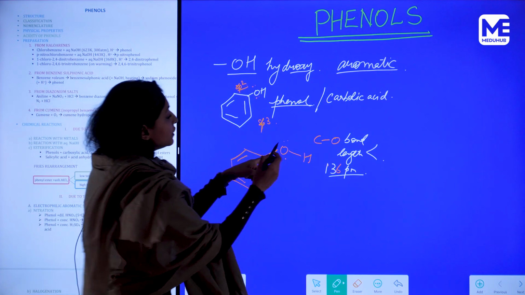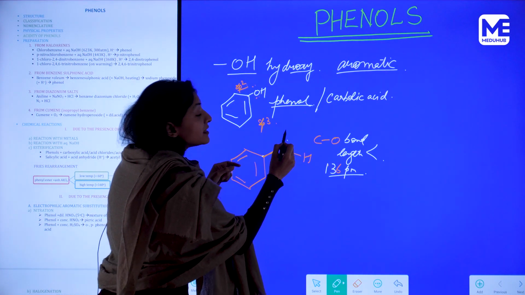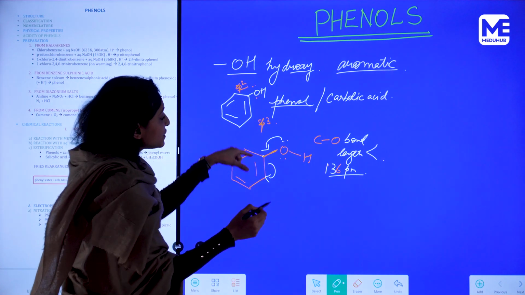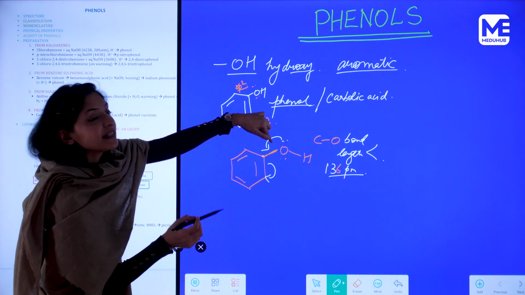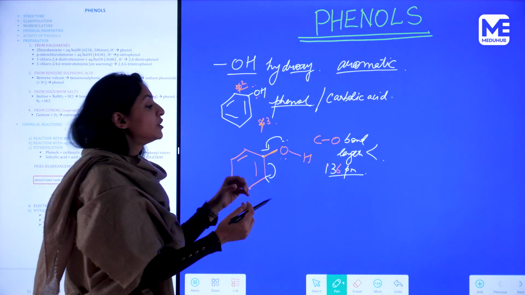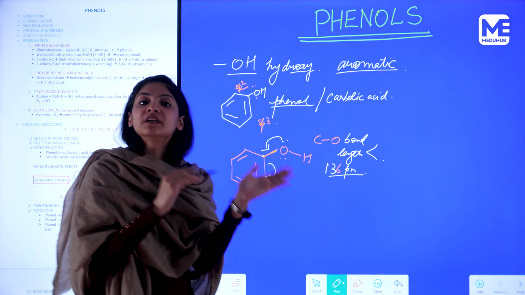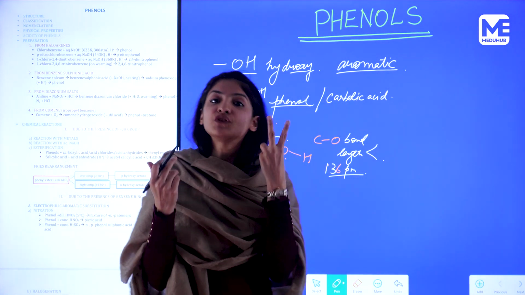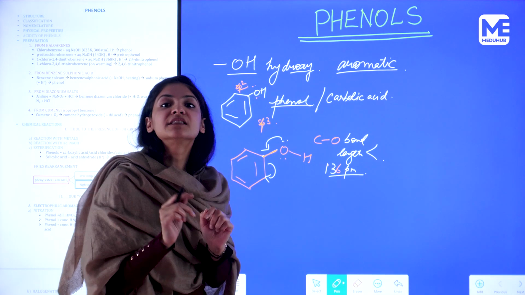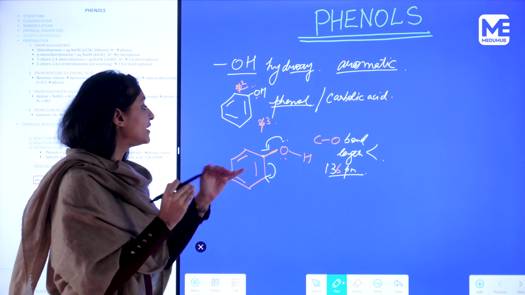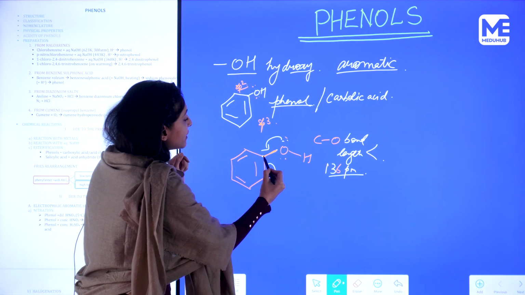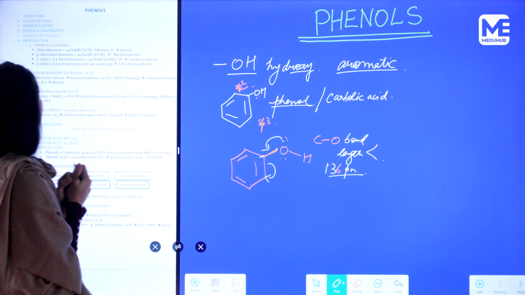Also, the lone pair on this oxygen is involved in resonance with the benzene ring, like this. Because of this, this carbon-oxygen bond gets a partial double bond character, because of which this bond length shortens further. So this bond length is less than that of an alcohol's CO bond length because of two reasons. One is the sp2 hybridized nature of the carbon, and second is the plus R effect or the resonance effect, where this lone pair is in conjugation with the benzene ring, giving a double bond character to this bond, right?